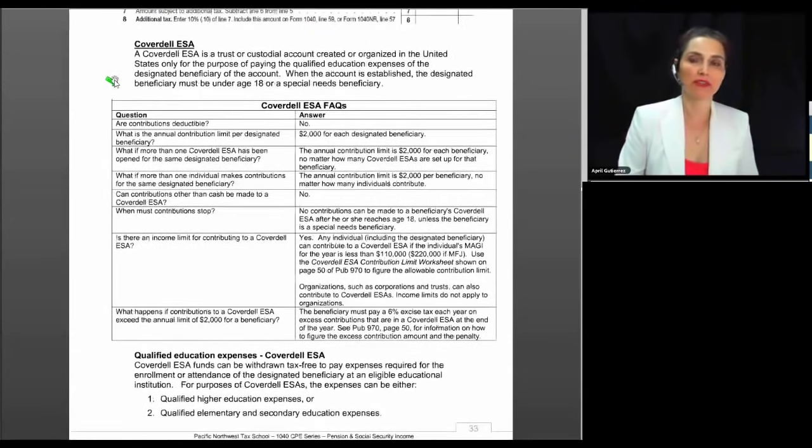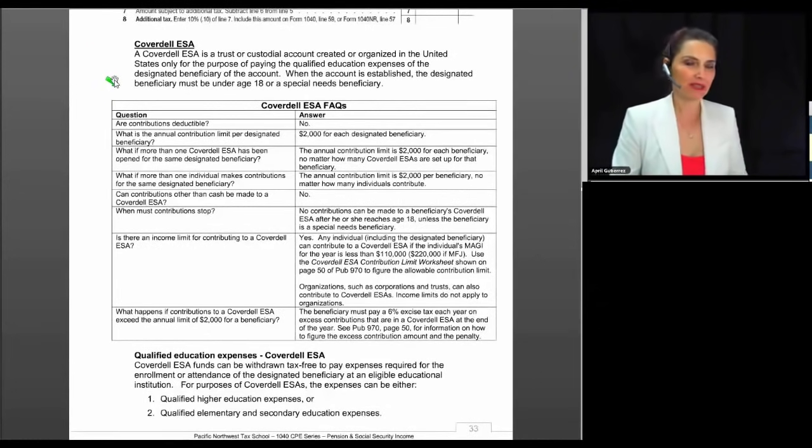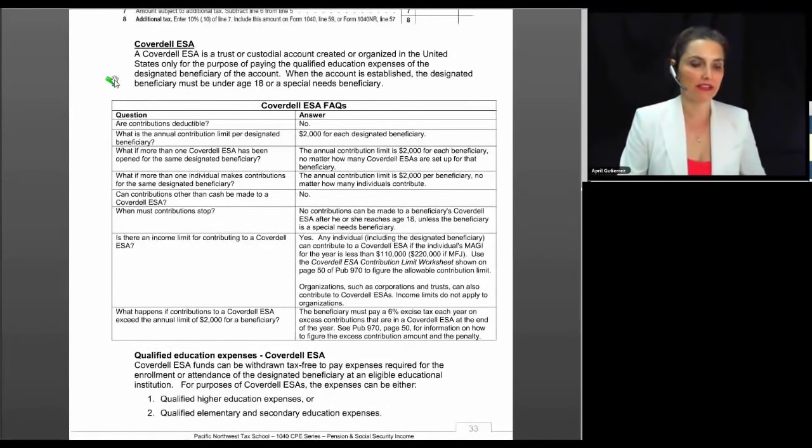Let's talk about the Coverdell ESA first. I'm not going to spend a lot of time on Coverdell ESAs other than to cover some basic facts that you should know about them. A Coverdell ESA is a trust or custodial account created or organized in the United States only for the purpose of paying qualified education expenses of the designated beneficiary of the account. When the account is established, the designated beneficiary must be under age 18 or a special needs beneficiary.